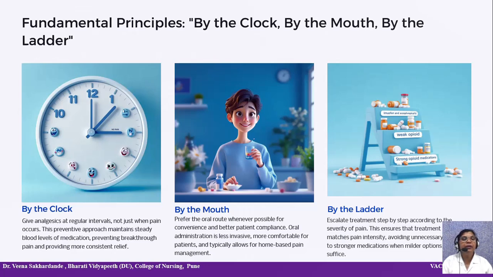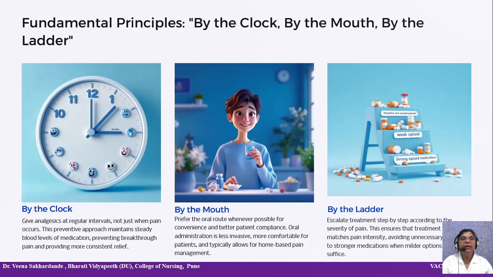By the mouth, it is very easy to take the medicine by the mouth. So it is very much necessary. If it is possible by the mouth, it is not necessary to give intramuscular or IV. It is very helpful for the patient, and the patient can easily take medicine by the mouth.